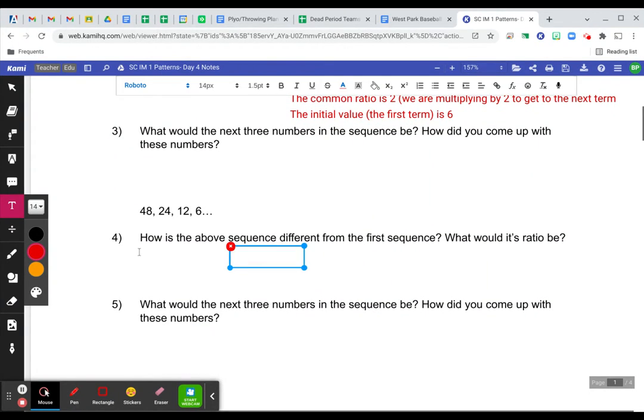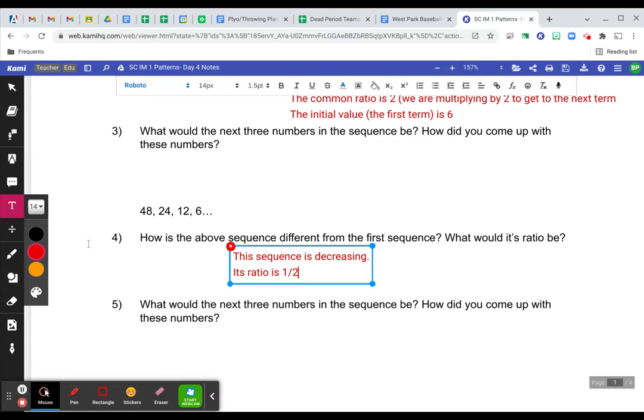Now, how is the above sequence different from the first sequence? This sequence here is decreasing, right? So we're getting smaller and smaller from one term to the next. What would its ratio be? Its ratio is 1/2. You may be thinking divide by 2, but that's the same thing. So you are dividing by 2 to get from one term to the next, from 48 to 24 to 12, and so on. But what you're actually multiplying by is 1/2. So multiplying by 1/2 is the same thing as dividing by 2.